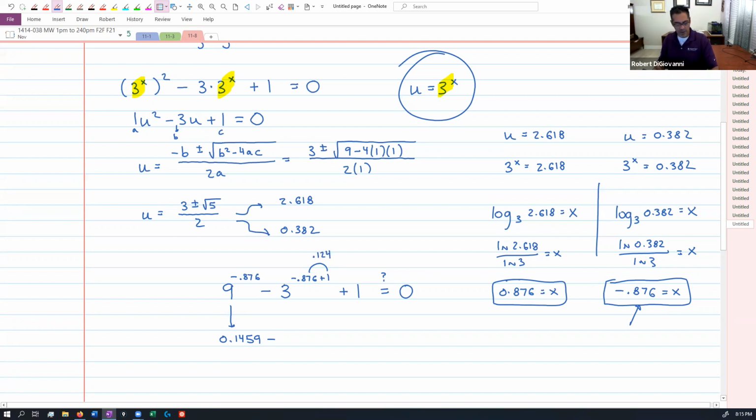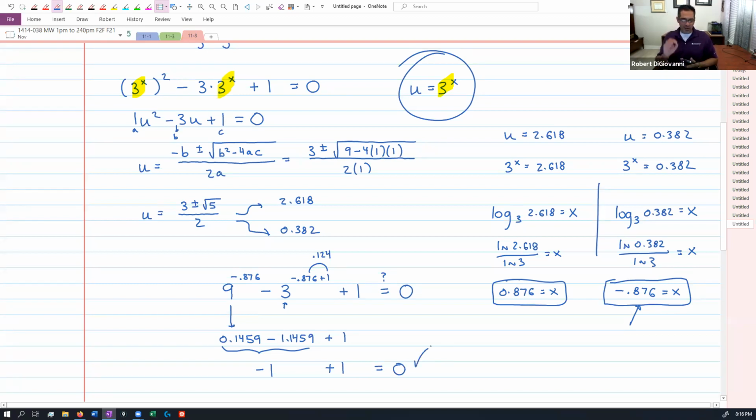So I'm going to take my 3 and raise it to that, 3 raised to the 0.124. So this is going to be minus 1.1459, and then plus 1. And check it out, it works, because when you put those together, you get negative 1, then plus 1, and yes, that should be 0.